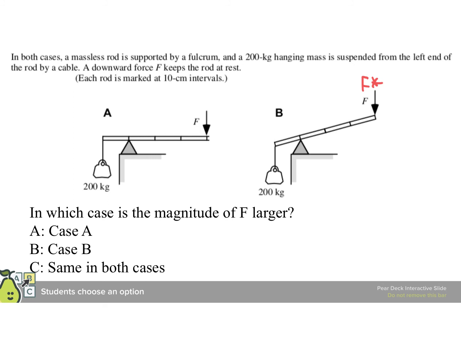And we can see that in the first case, F is going to be F times 3 lengths equals 200 times g times 1 length. So F is 200 thirds kilograms times g.